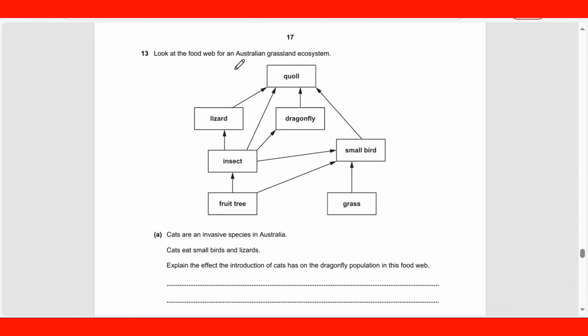Let's move on. Okay, number 13. Look at the food web for an Australian grassland ecosystem. Here, cats are an invasive species in Australia. Cats eat small birds and lizards here. Alright, next, explain the effect the introduction of cats has on the dragonfly population in this food web.